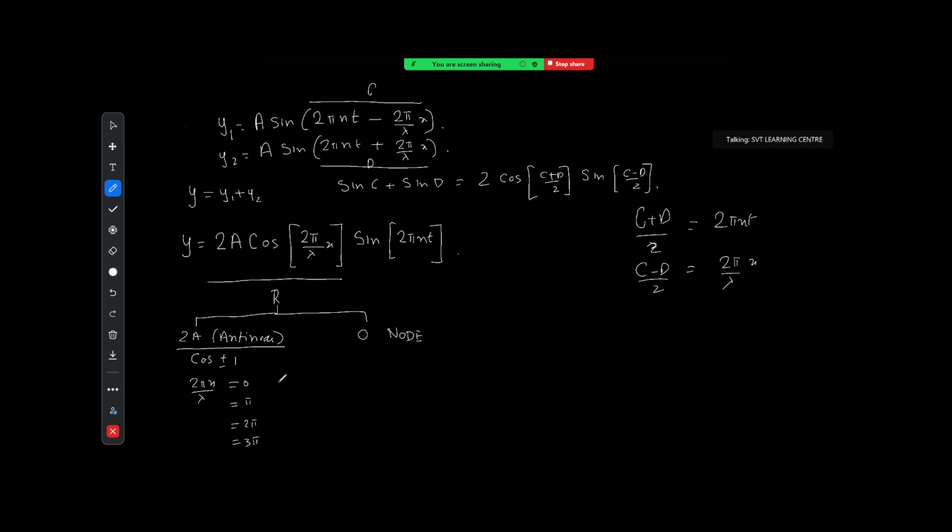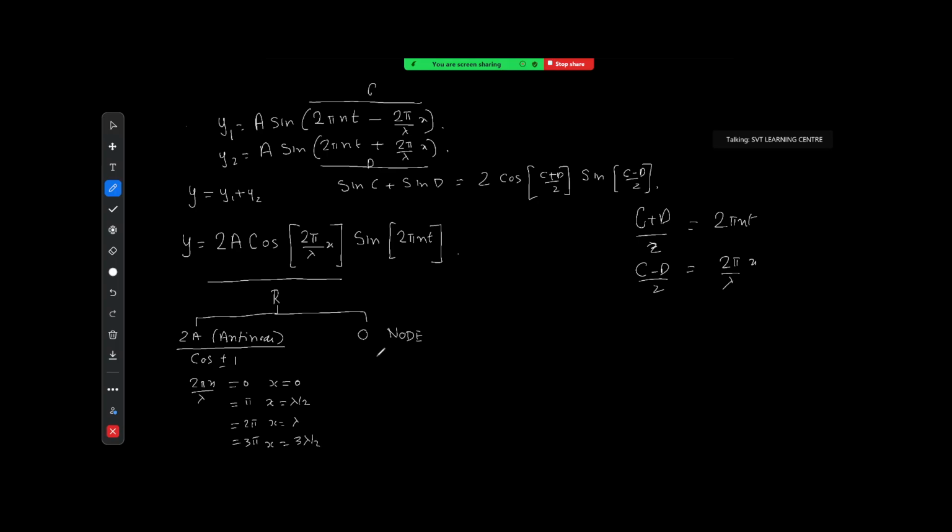Now if you see this, this will happen when your x is either a 0 or x turns out to be lambda by 2, or x happens to be lambda, or x happens to be 3 lambda by 2.